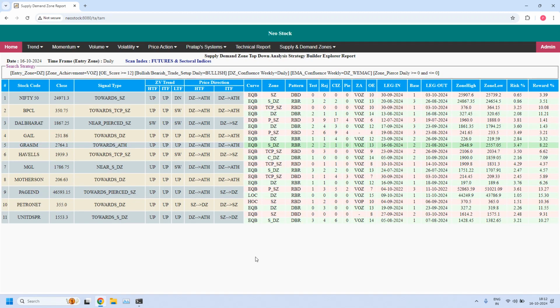Out of 18, these 11 stocks are having daily zones that are part of weekly, and weekly zones are having weekly EMA confluence, and weekly trend is uptrend, and all these are bullish trade setup for monthly income trade. So these are the high probability setup supported stocks.